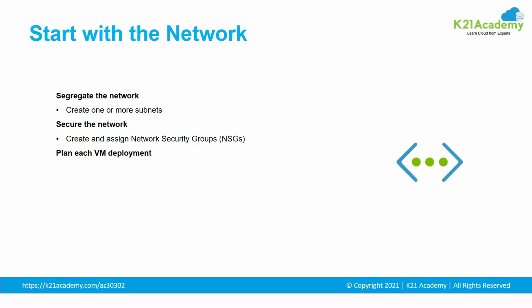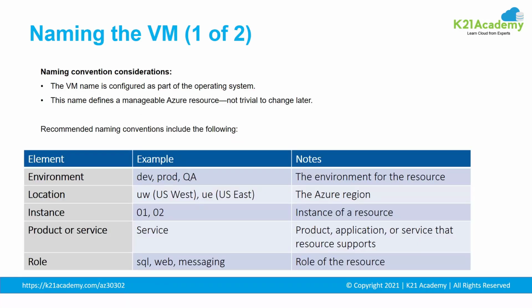So the next thing that we're going to discuss is the name of the VM. One piece of information people often don't put much thought into is the name of the VM. The VM name is used as a computer name, which is configured as part of the operating system. You can specify a name up to 15 characters on a Windows VM and 64 characters on a Linux VM. This name also defines a manageable Azure resource. It is not trivial to change later.